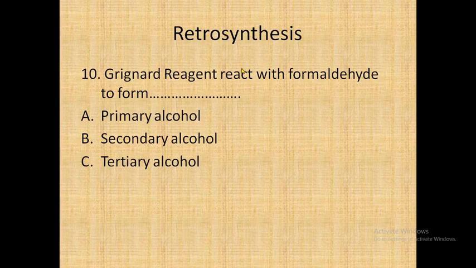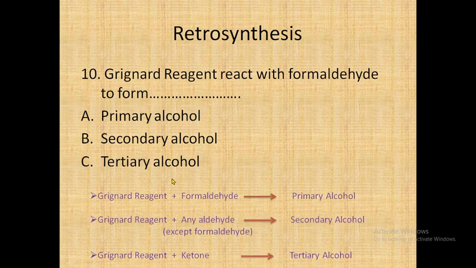Grignard reagent reacts with formaldehyde to form dash dash. Again, this is a very important thing. You should know Grignard reagents' reactions with different carbonyl compounds. They will give different products. Suppose you have a Grignard reagent and you react it with formaldehyde, it will give you the primary alcohol. So that way our answer is there.